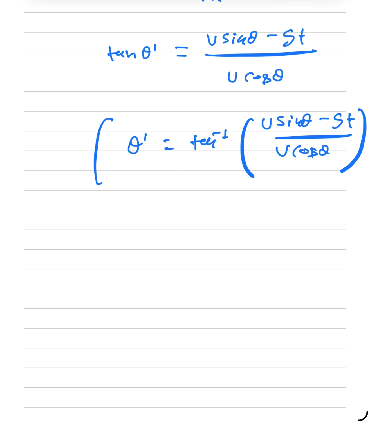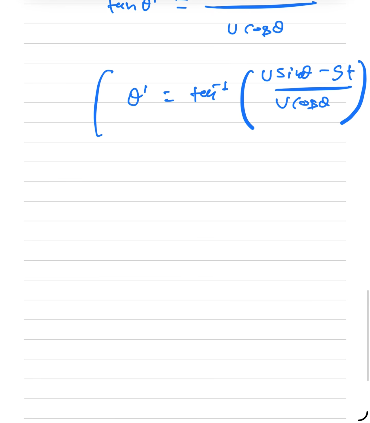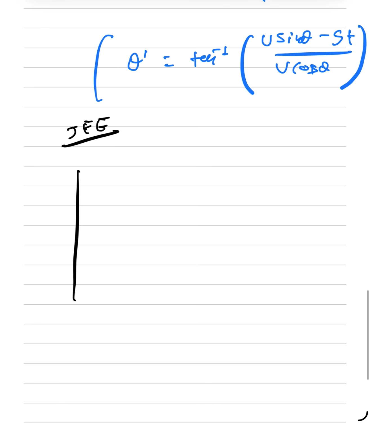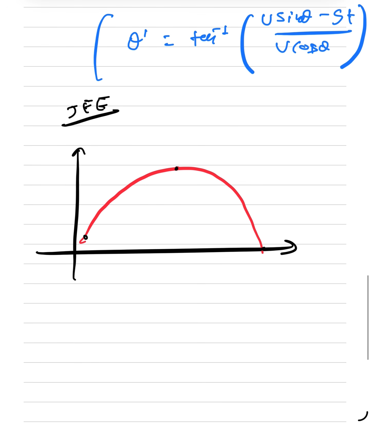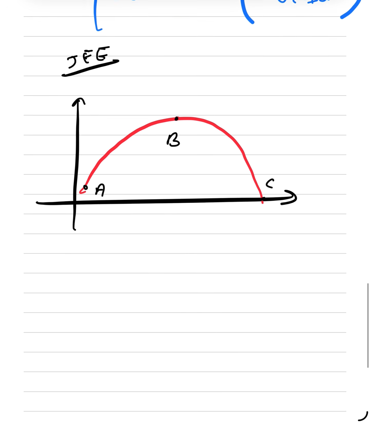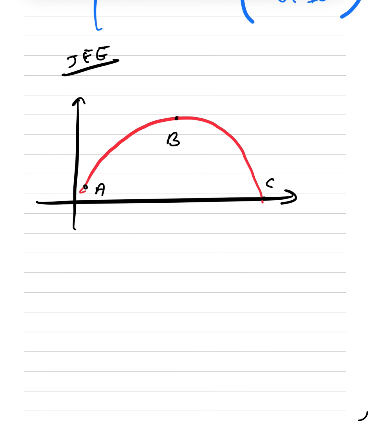Here we can use the momentum conservation law and energy conservation law for the JEE exam. According to the question, for the calculation of projectile velocity at this point, at this point, at this point, suppose that this is point A, point B and point C.